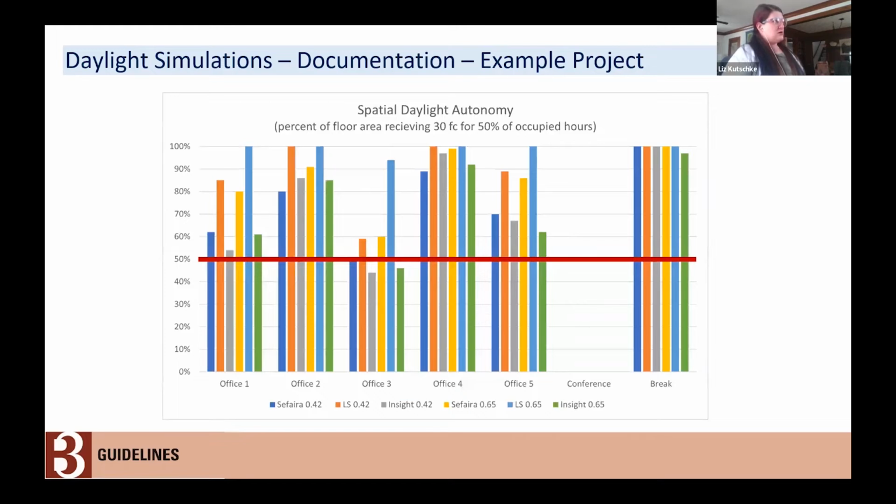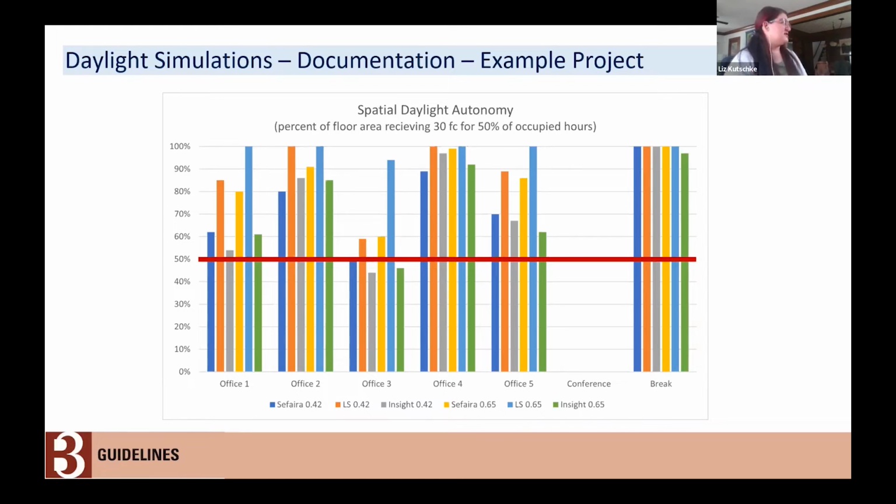So this is the result of the spatial daylight autonomy test. We used Sapphira for SketchUp, Lightstanza, which is a standalone web-based modeler that received the building from SketchUp, the model, and then Insight for Revit, where the model was built to match the SketchUp one, but not exactly the same set of zeros and ones.